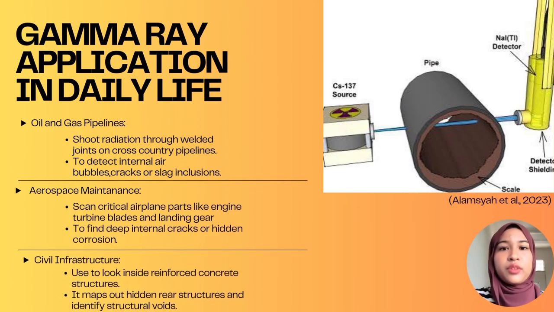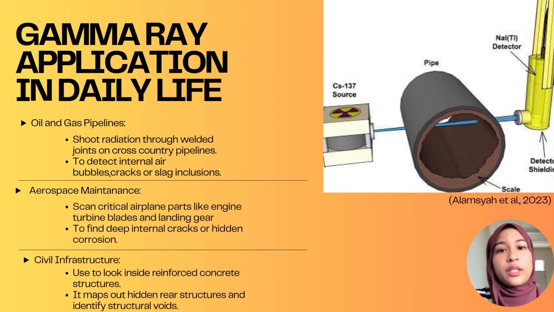Next, I will move on with the gamma ray applications in daily life. So first of all, we have oil and gas pipelines. Gamma ray is used to shoot radiation through welded joints on cross-country pipelines. For example, we use gamma ray to detect internal air bubbles, cracks or slight intrusions.